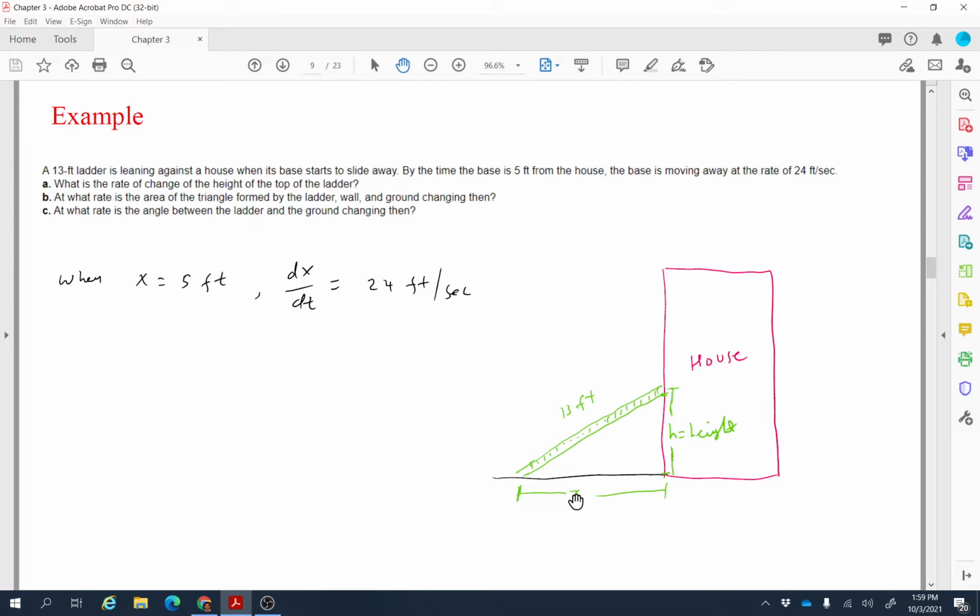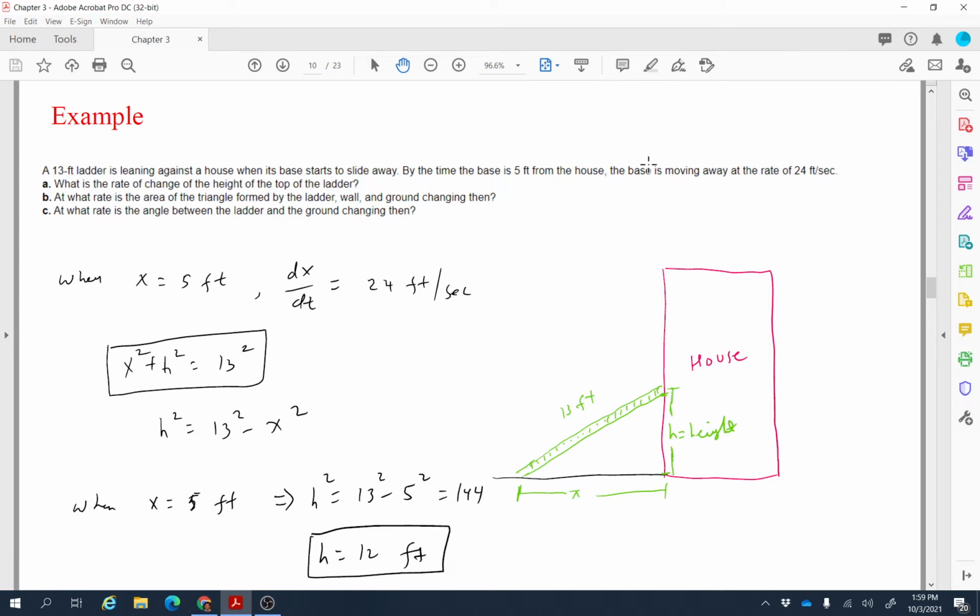When the bottom of the ladder is 5 feet from the house, when x is 5 feet from the house, the rate of change of this distance with respect to time is 24 feet per second. It's given here. Now the first thing we have to realize is there is a relation between x, h and 13. We can draw a right angle triangle here, and by using the Pythagorean theorem, we can see that x squared plus h squared equals 13 squared.